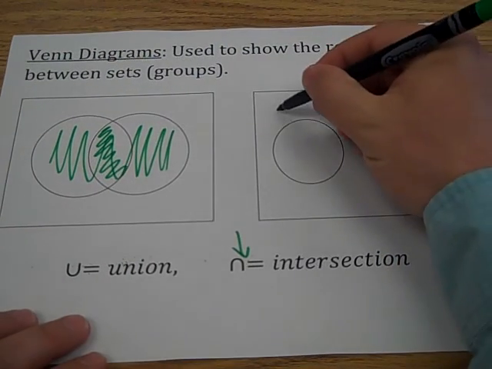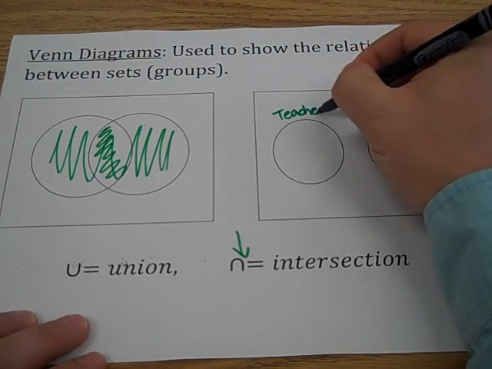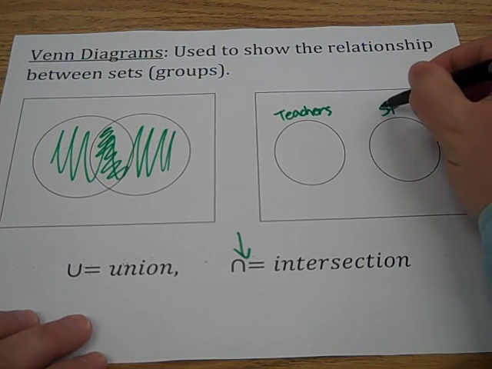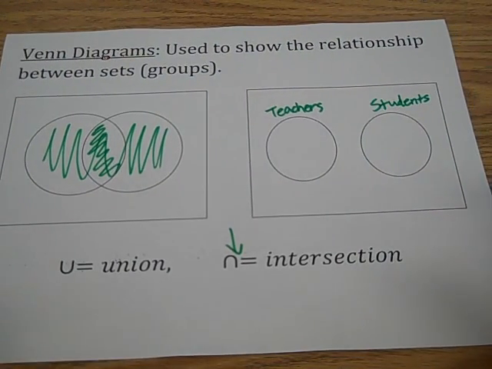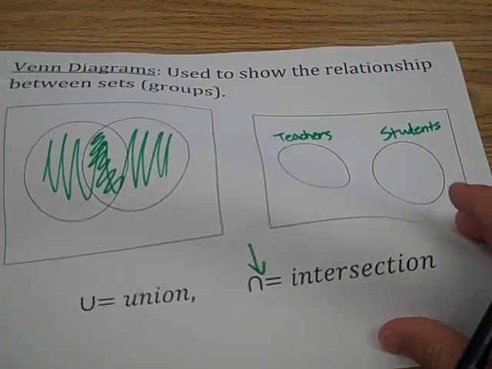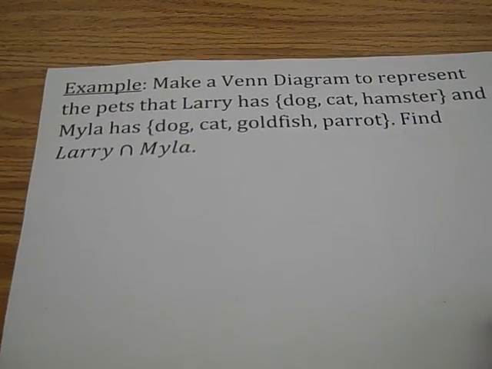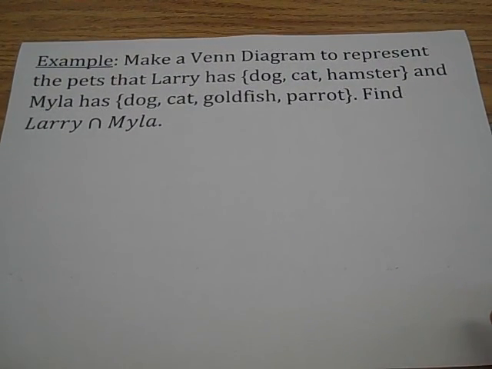So for example, we could have a group of teachers and a group of students, and those two groups will not overlap at all. So let's do an example.